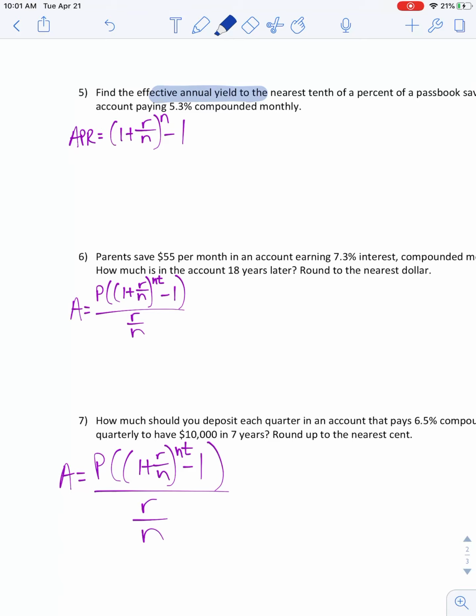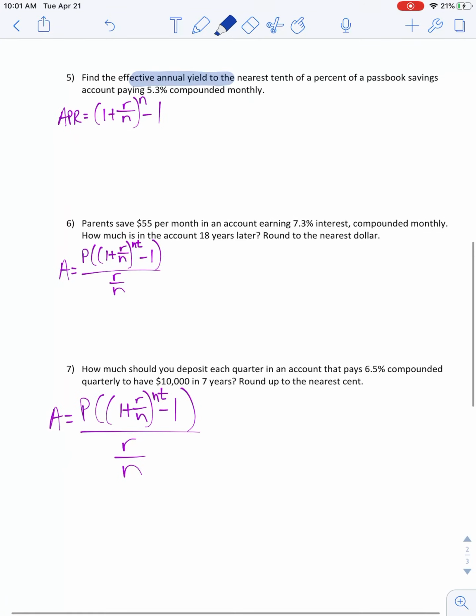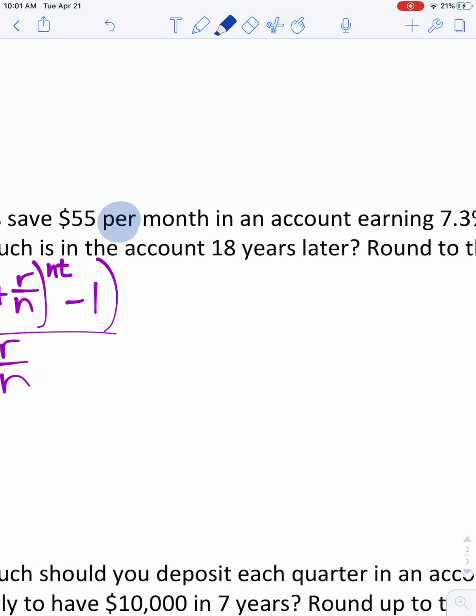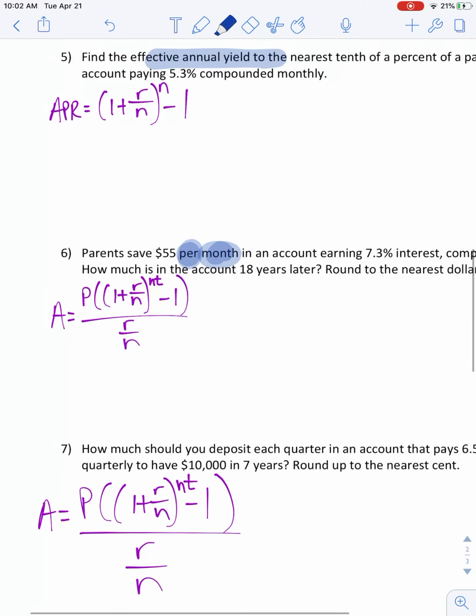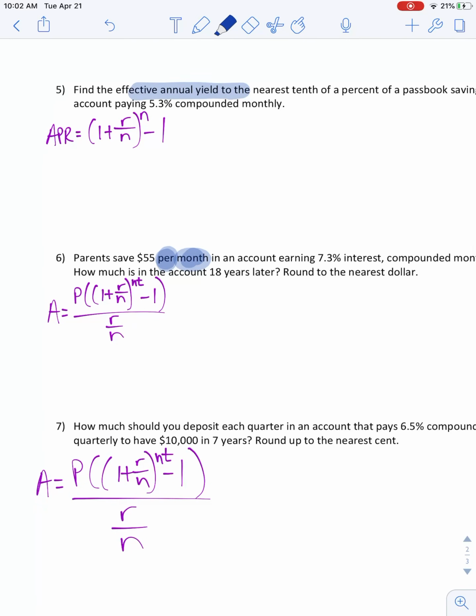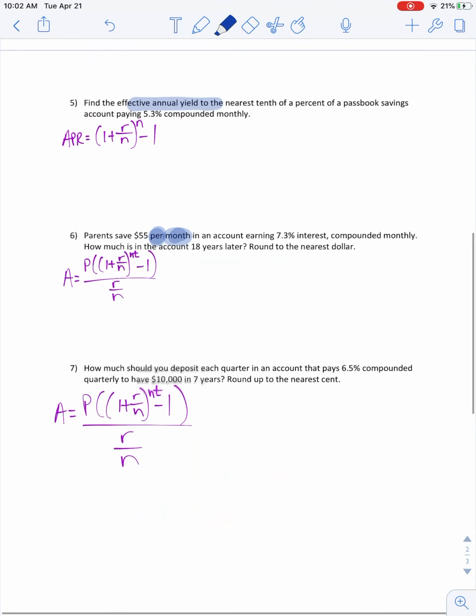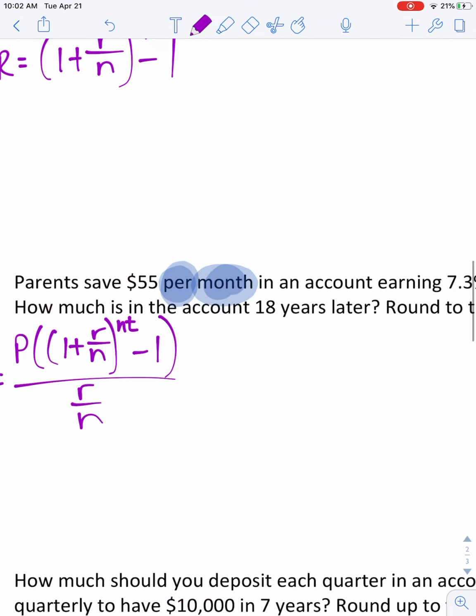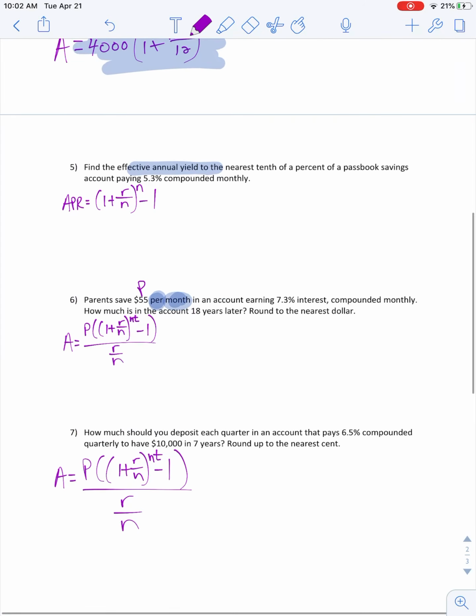Okay, number 6. Number 6 says they're going to save $55 per month. That's the key here, per month, meaning every single month. If you're in my class, I would always pound my hand. Every single month we're putting in $55. So that means it's annuity, it's the big formula. The $55 is your P. That's the amount that you're putting in every month.